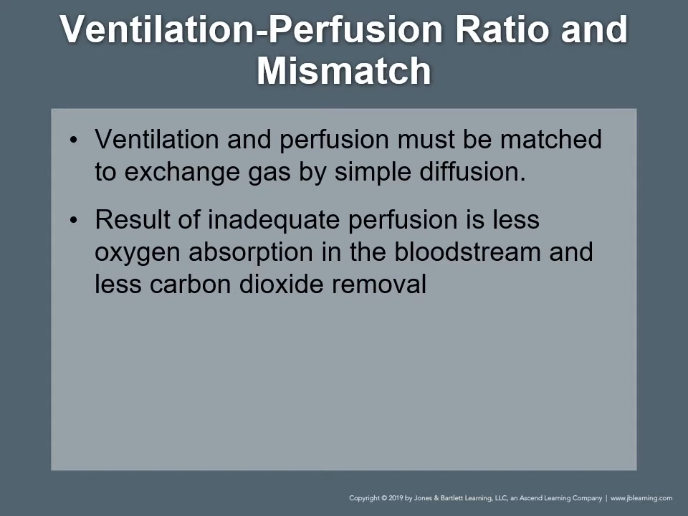Ventilation-perfusion ratio mismatch. To exchange gas by simple diffusion, ventilation and perfusion must be matched. A failure to match ventilation and perfusion contributes to most abnormalities in oxygen and carbon dioxide exchange. When ventilation is compromised but perfusion continues, blood passes over some alveolar membranes without gas exchange taking place. The result of inadequate ventilation is less oxygen absorption into the bloodstream and less carbon dioxide removal.